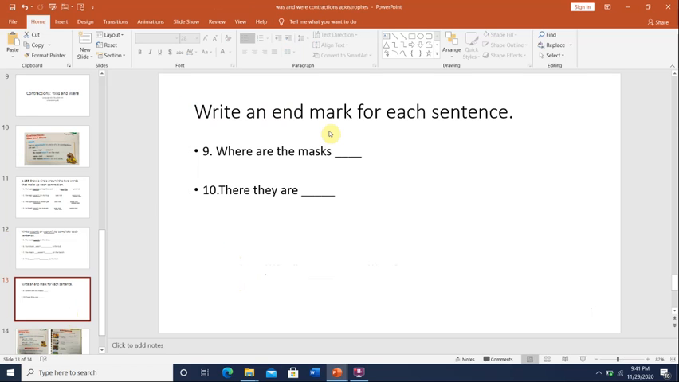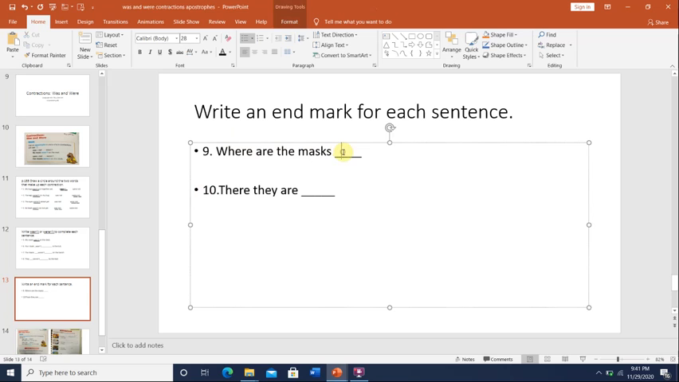Okay? Next, it says write an end mark for each sentence. What is an end mark? It is a mark that you put at the end of a sentence. We have period, we have question mark, and we have exclamation. Okay, number 9 says, where are the masks? If you remember, the word where is a question word that you ask about a place. Where is the place of the mask? So we will put here a question mark.